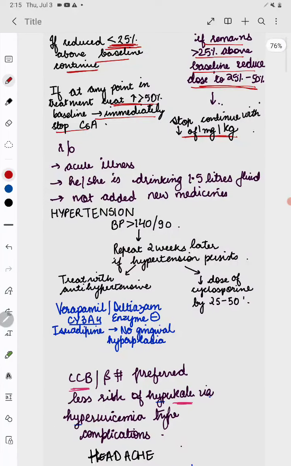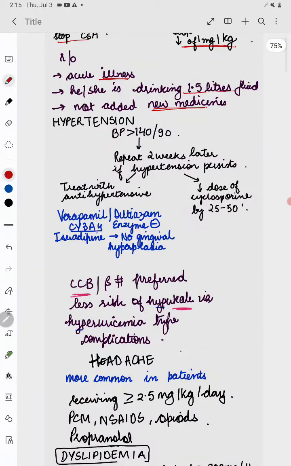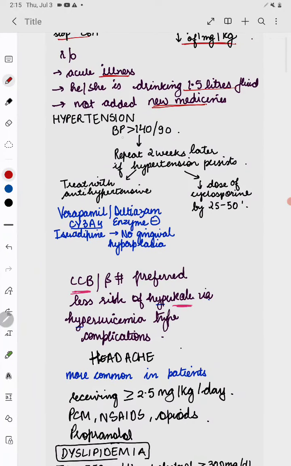You have to also keep in mind that the creatinine should be raised because of cyclosporine only, and there should not be any concurrent illness. The patient should be drinking enough water, and there should not be any other medicine that is causing the renal failure. Cyclosporine can also cause hypertension. If BP rises to more than 140/90, you can continue cyclosporine, but you have to repeat the BP after 2 weeks.